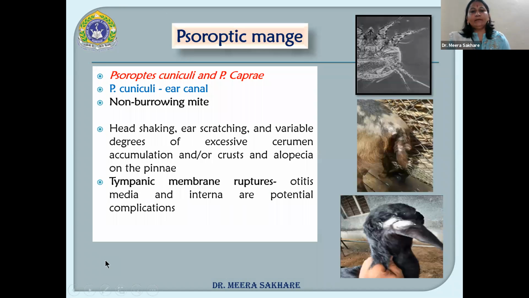Then the second mite is the Psoroptes mite. Psoroptic mange is commonly known as ear mange, and in case of sheep and goat, it is Psoroptes cuniculi and Psoroptes caprae. Psoroptes caprae is the male mite, but this cuniculi mite generally invades the ear canal of kids or small goats. We can see this invasion of the mite in the ear canal whenever we go for a detailed examination of the ear canal.